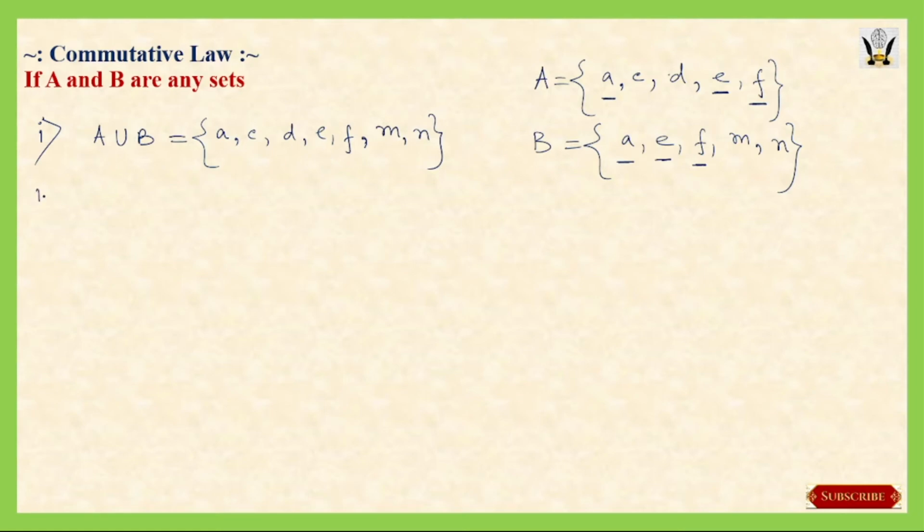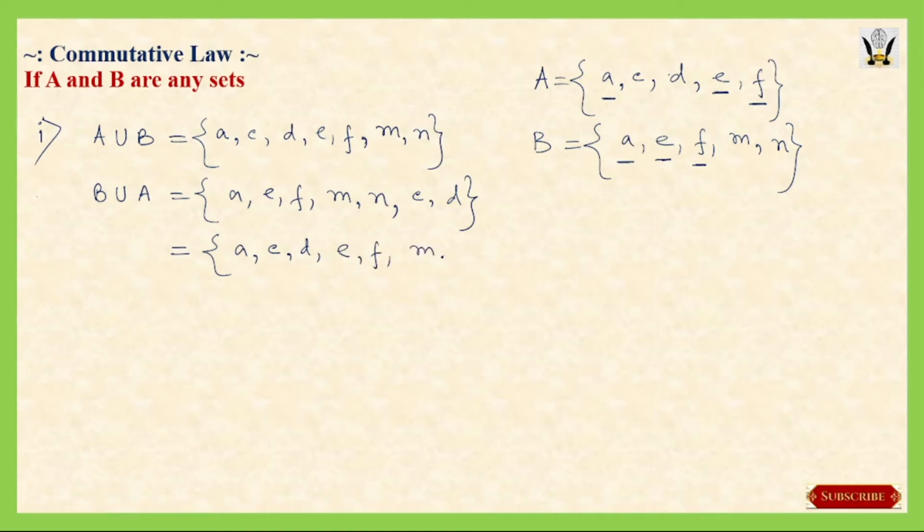Now suppose we perform the union operation between B and A. B and A means what? First we include all the elements of B. So it will be A, E, F, and then M and N. And then we include all the elements of A, but we will not repeat the common elements. Here A, E, F are common elements, so we will not include them, but we will include C and D. Now if we rearrange all these elements of this resultant set, it will be A, C, D, E, F, and then M and N.